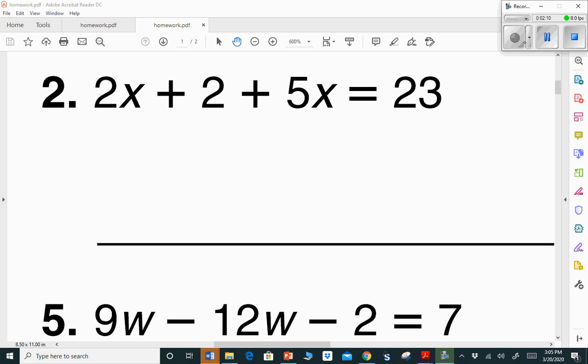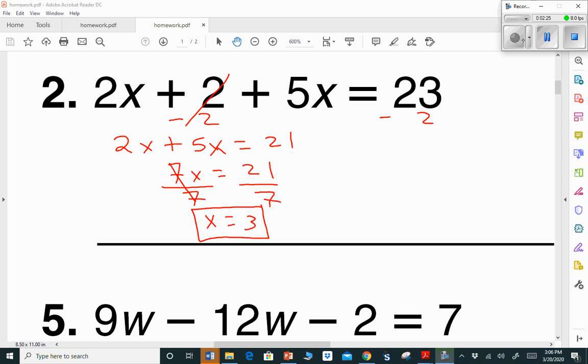Question number 2 looks fairly similar. You go ahead and work that by yourself, turn the video off, and then check back when you are done. You're going to want to start by subtracting 2 from both sides. Okay, when you subtract 2 from both sides, that goes away and leaves you with 2x plus 5x, and 23 minus 2 gives you 21.